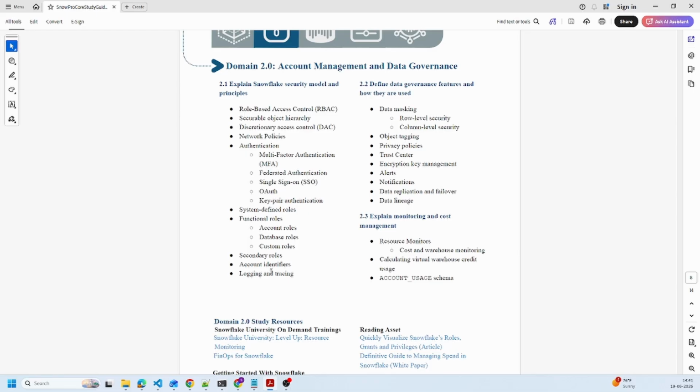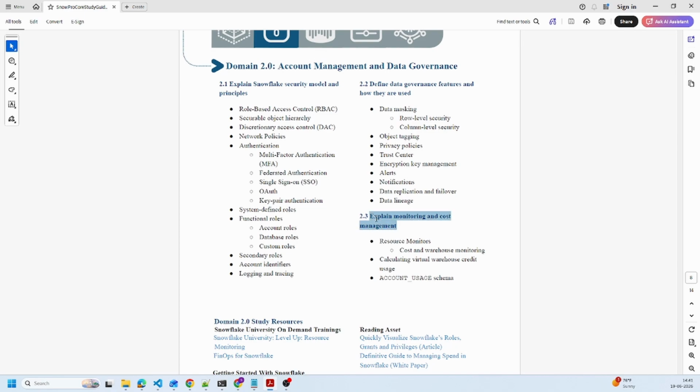You might be wondering why Snowflake emphasizes this so much. Because in the real world, bad governance causes far more problems than slow queries. Data leaks, compliance failures, runaway costs, broken access patterns. So Snowflake wants certified professionals who can design safe and scalable access models, not just write SQL.